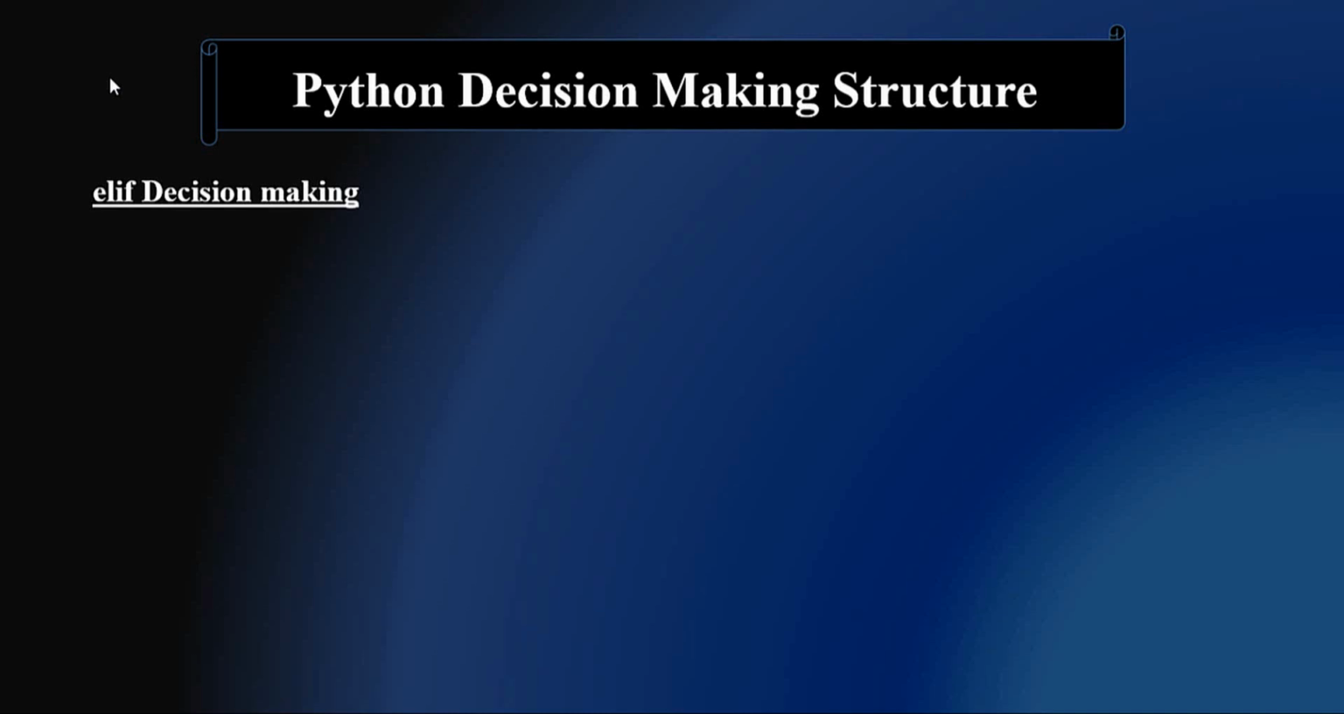Hi guys, in this class we will discuss another Python decision making structure, that is elif. You know that we have discussed the if statement, if else, and nested if statement. Now we will cover the elif decision making structure, in which we use the elif keyword with if and else. So elif is used between the if and else block.